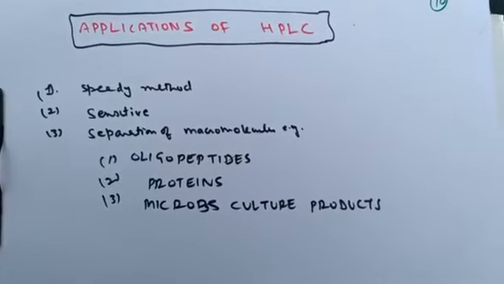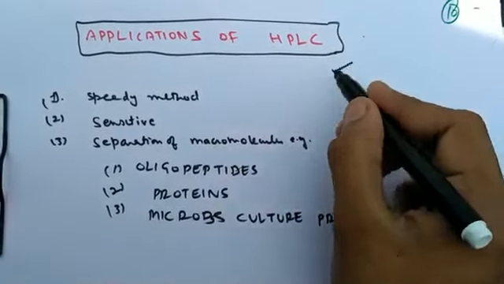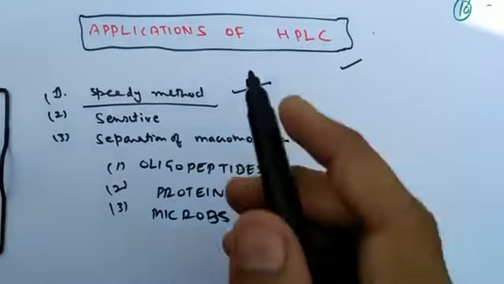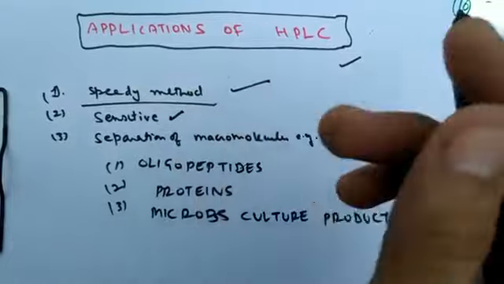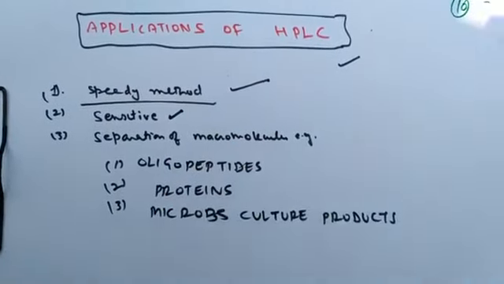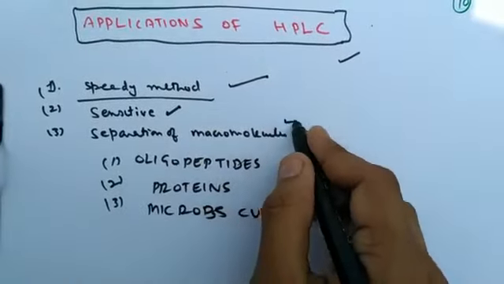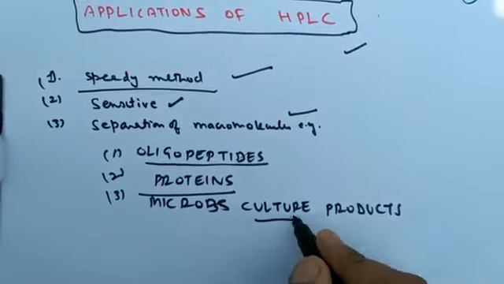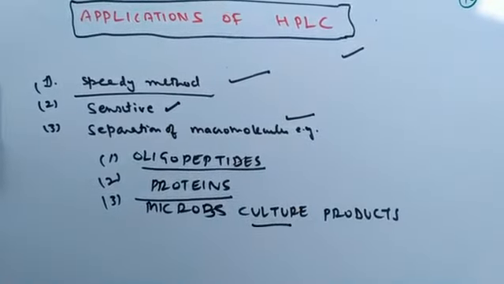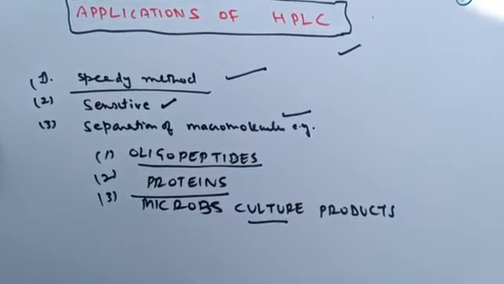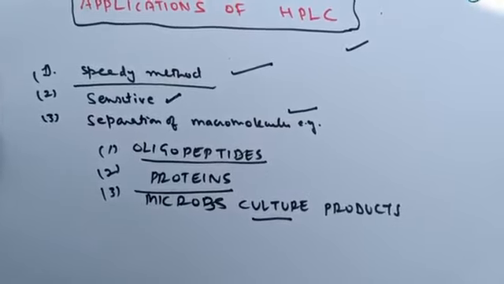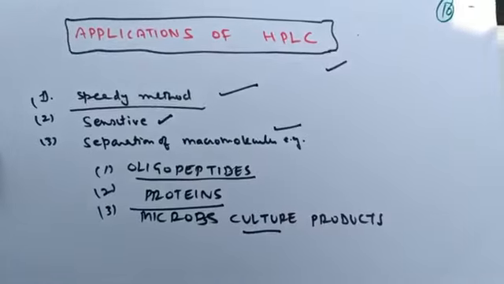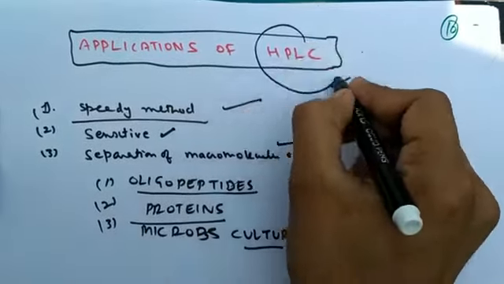In the last there are the applications of HPLC. First, it is a speedy method, a highly recommended method, and it is a sensitive technique as we have used the detector here. Separation of macromolecules occurs, that is oligopeptides, proteins, and microbe culture products. We use various microbes for culture of various types of components such as vitamins, proteins, lipids, enzymes and hormones, and they are collected and separated with the help of HPLC.